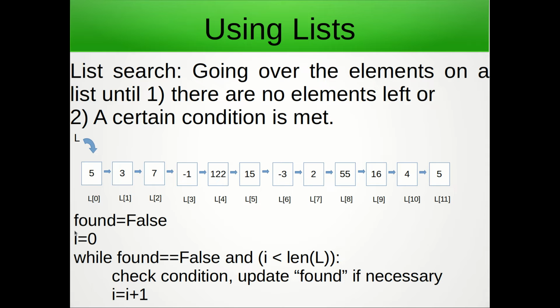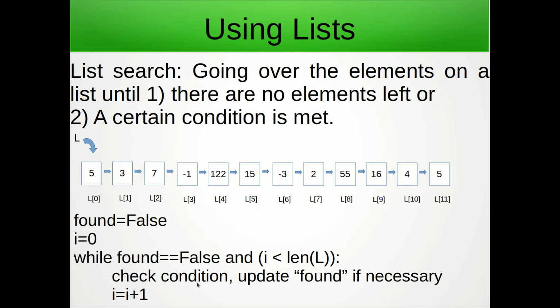I'm going to have my i variable, which is the index of the list, and I will initialize it at 0. As I was saying before, if I want to initialize it to the length of the list or to -1, I can also do that. And then I'm going to keep iterating while my found variable is false and i has not reached the end, so it's smaller than the length of the list. At each element, I'm going to check a condition. In this case, whether or not my current element is negative.